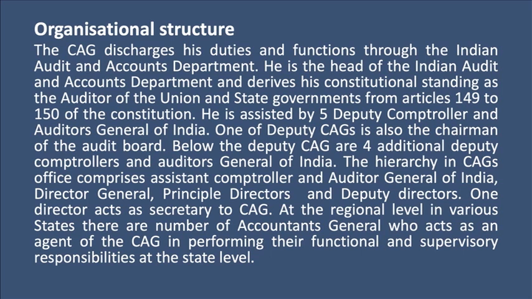At the regional level in various states, there are a number of accountants general who act as agents of CAG in performing their functional and supervisory responsibilities at the state level. Students, the CAG is the head of the Indian Audit and Accounts Department, and it derives its constitutional standing from the articles of the Indian Constitution from 149 to 150, which provide for the establishment of the CAG. He is assisted by various Deputy Comptroller and Auditor Generals in the discharging of his functions.